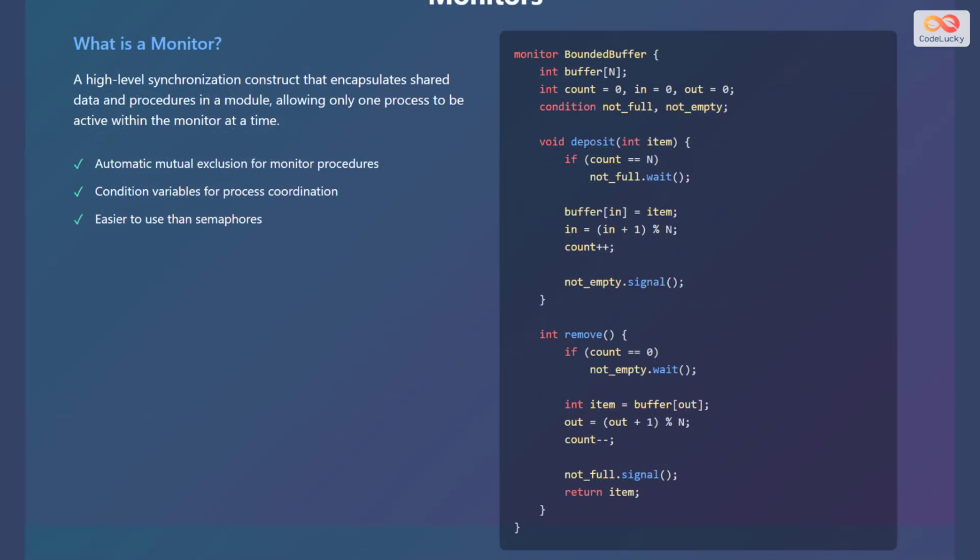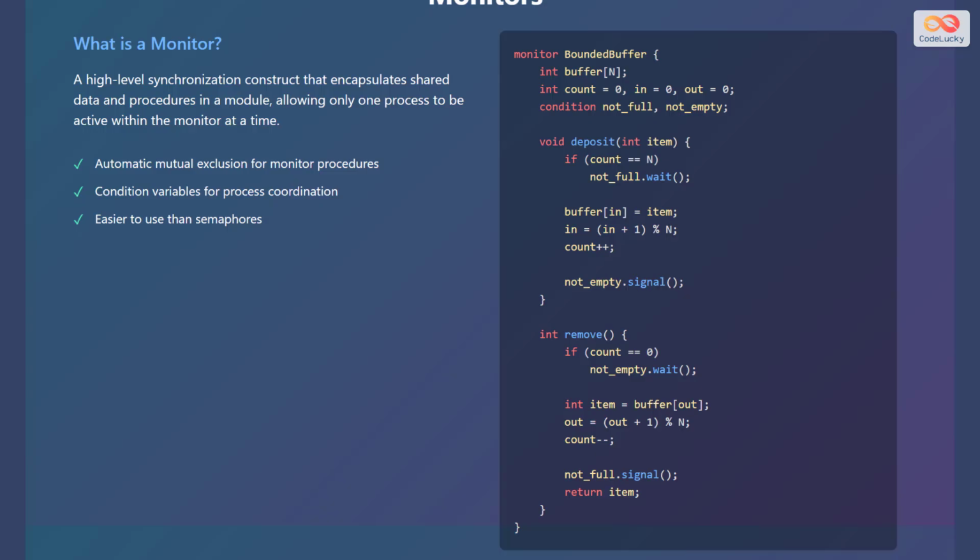Monitors provide a high-level synchronization construct. A monitor encapsulates shared data and procedures within a module, ensuring that only one process can be active inside the monitor at any given time. This construct offers automatic mutual exclusion for monitor procedures, employs condition variables for process coordination, and is generally easier to use than semaphores.